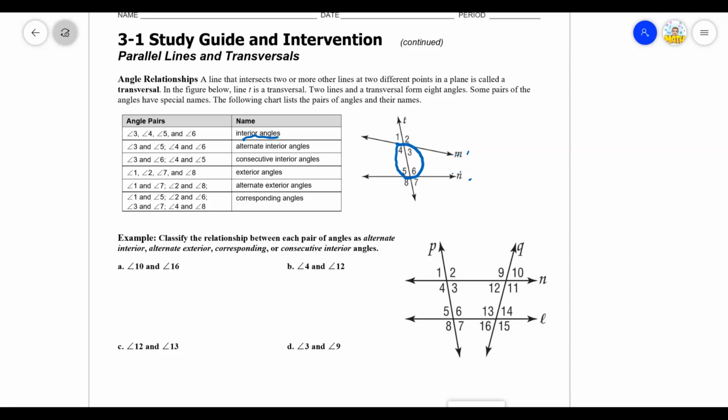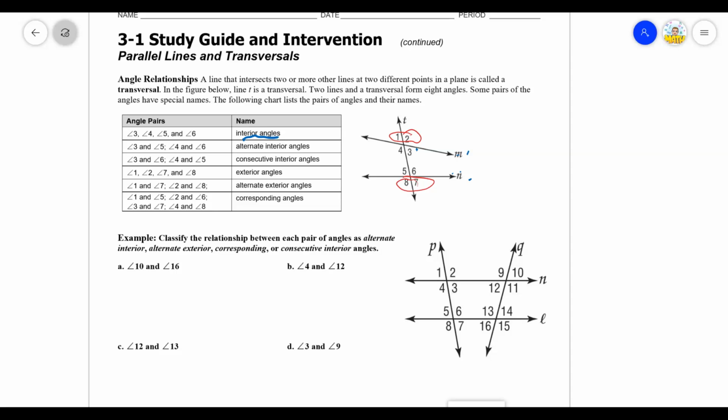Mr. Blaylock likes the example of a sandwich where they put the toothpick in it to keep it together, and I think that's a great analogy or picture for us. But those are on the inside of the sandwich. Those are in the interior of those angles. When we talk about exterior angles, we are talking about angle 1 and 2, angle 8 and 7.